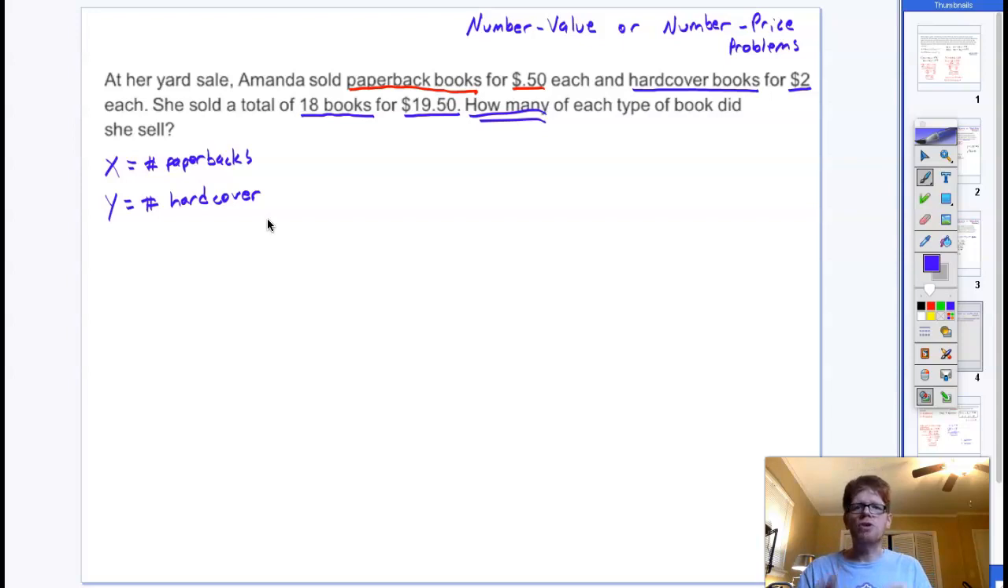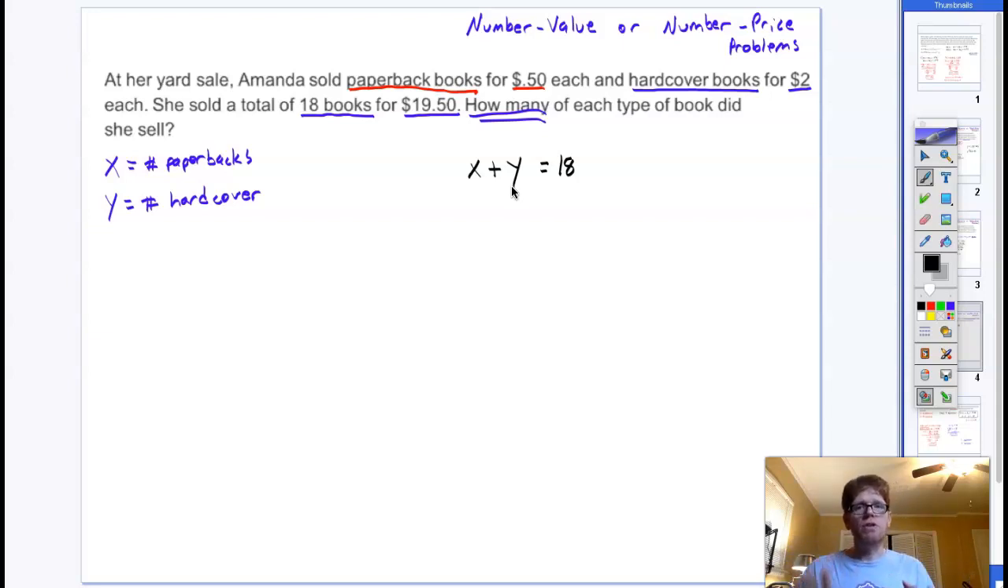So now what we need to do is look at our problem and find two equations that will help us solve that. Now we know that she sold a total of 18 books. What is equal to 18? Well, it's the total of the books, the number of paperbacks and the number of hardcover books. So how can I say that? I would say that as x plus y. Now I need you to write that down on your paper. x plus y is equal to 18. That's your first equation. Paperbacks plus hardcover books, the total number of them was 18.